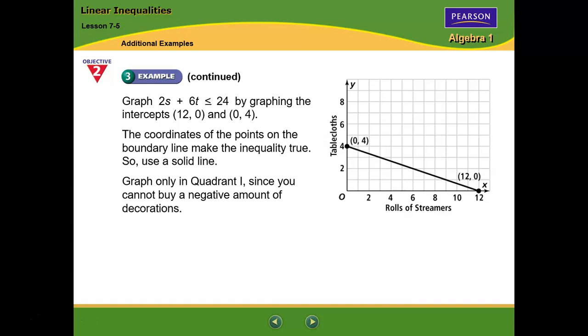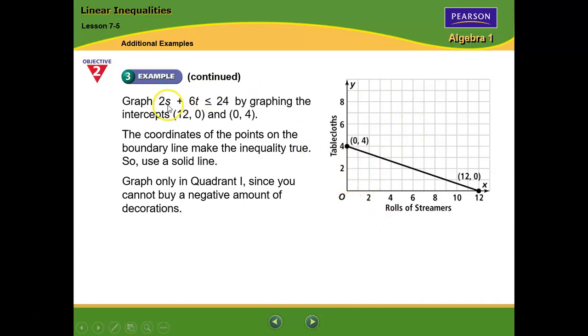Now, unfortunately, when we graph using intercepts, instead of rewriting our inequality into slope-intercept form, we can't easily see whether we're going to shade above or below. So we have to pick a test point. The easiest test point here is to put 0, 0 in. That'll help us determine if we're going to shade above this line or below.